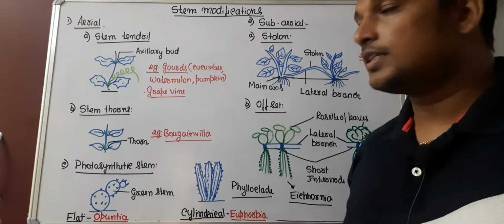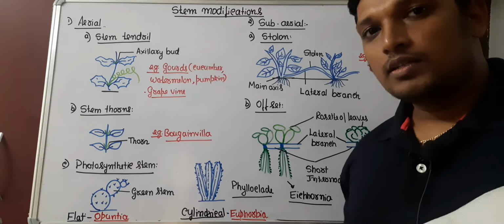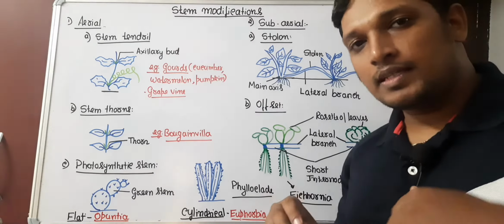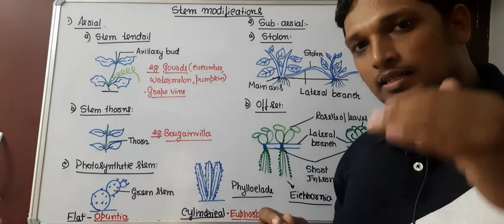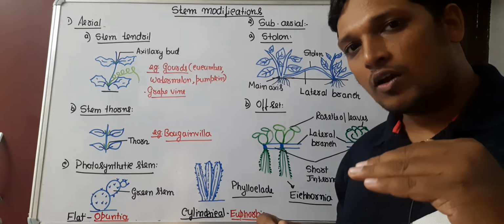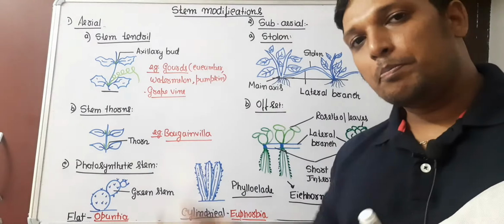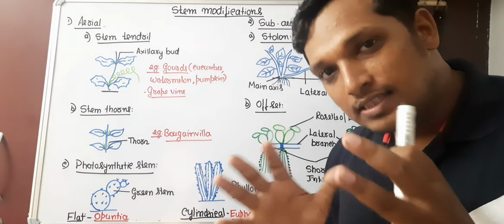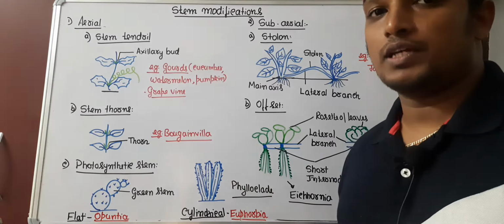Today we are going to understand what are the types of stem modification. Stem modification can be seen above the soil, that is called aerial stem modification, on the surface of the soil or just below the soil called subaerial stem modification. Below the soil also there is stem which is being modified, which is called underground stem modification.